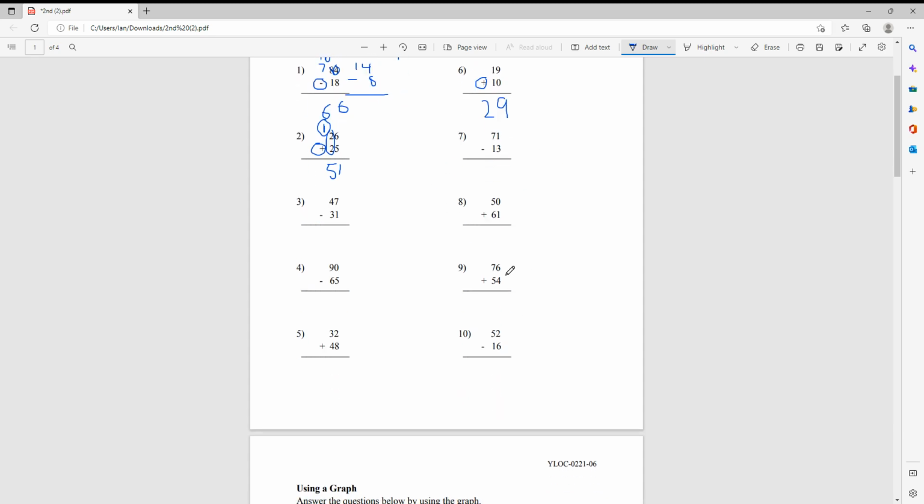Let's do number 9 here. 76 plus 54 equals, let's do 6 plus 4 first, which is 10. And then 7 plus 5 equals 12, plus the 1 up here, so it's 13.